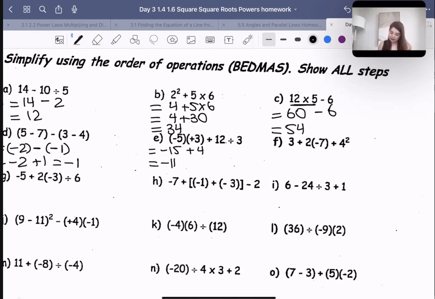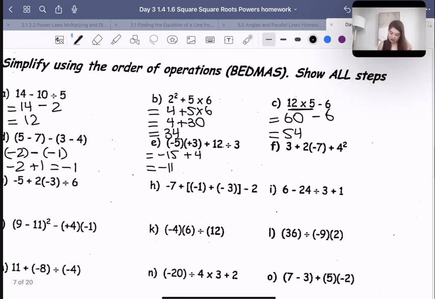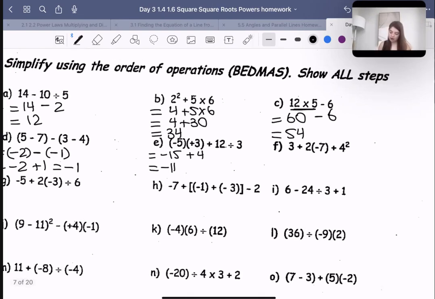Okay, let's move on to F. Are there any brackets? Well, there's no operations within the brackets, so we can skip that, so no. Are there any exponents? Yes. 4 squared is an exponent, so in the next line, we're going to solve 4 squared and say it's plus 16. Now, is there any multiplication or division? Yes, there is. There's 2 times negative 7, which is negative 14.